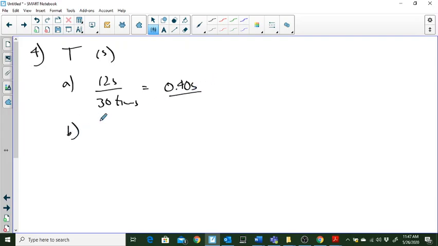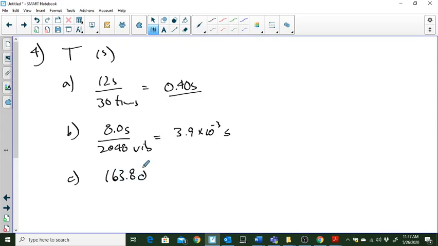For B, it takes 8 seconds, so the time goes on top, 2048 vibrations on the bottom. And we do that, and we get a value of 3.9 times 10 to the negative 3 seconds. Finally, we come to C, the moon, which travels around the Earth 6 times in 163.8 days. We're going to take our 163.8 days, divide that by the 6 rotations, and that works out to be 27.3 days. So you can think of this as the time between full moons.